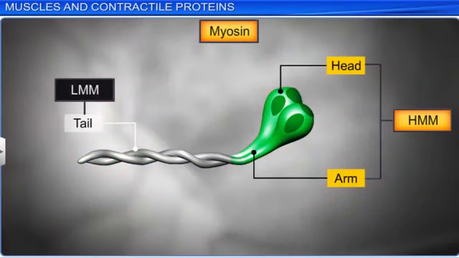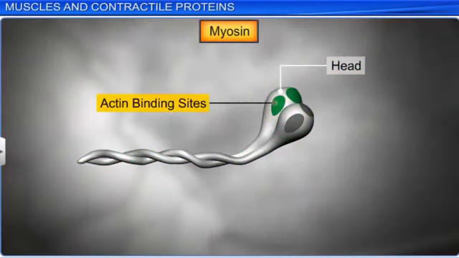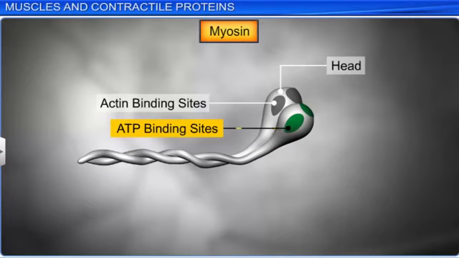The HMM component projects at regular distances at an angle from the surface of the myosin filament and is called the cross-arm. The head has binding sites for actin and ATP. Additionally, it has an active ATPase enzyme that breaks down the ATP into ADP plus inorganic phosphate, thereby releasing energy.